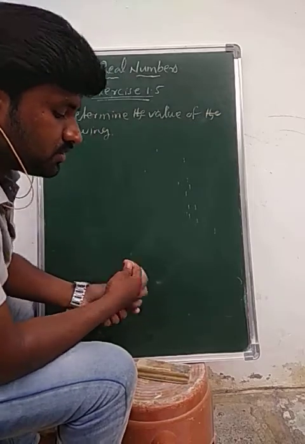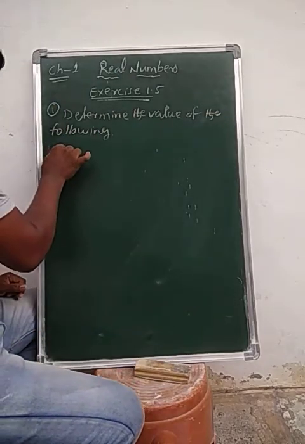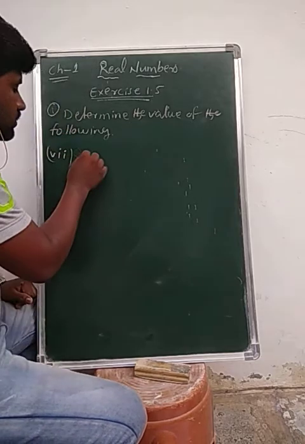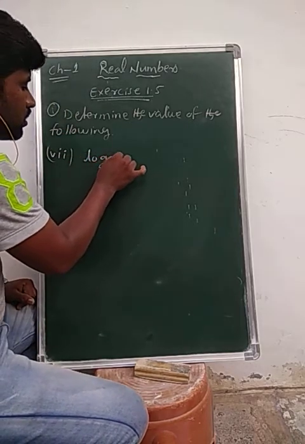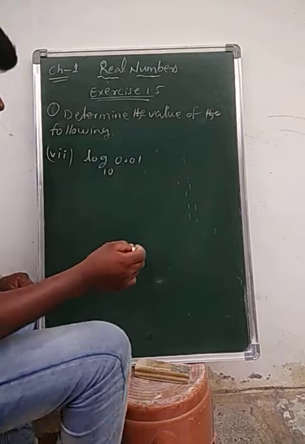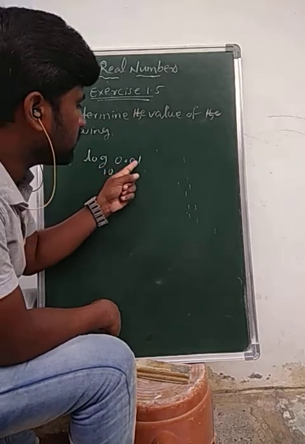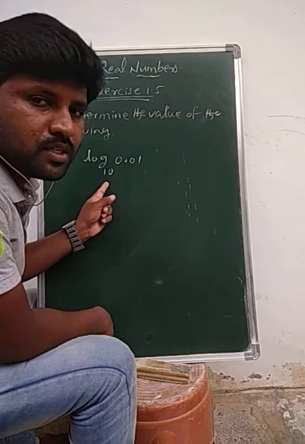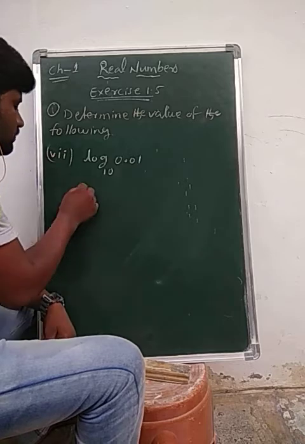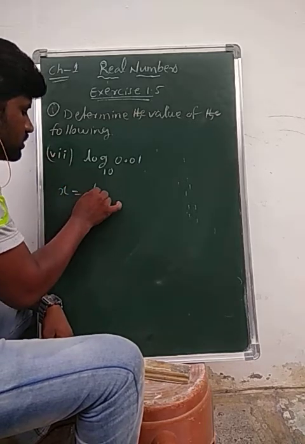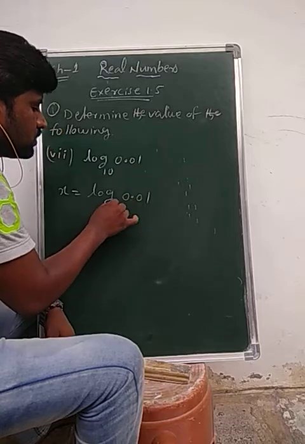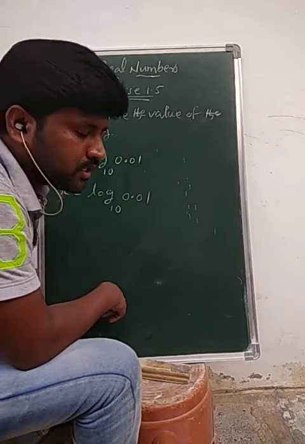The question is given: log of 0.01 to the base 10. We can write it as x is equal to log of 0.01 to the base 10.